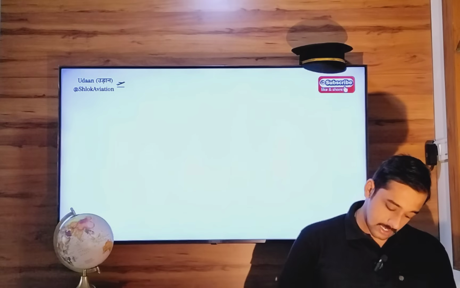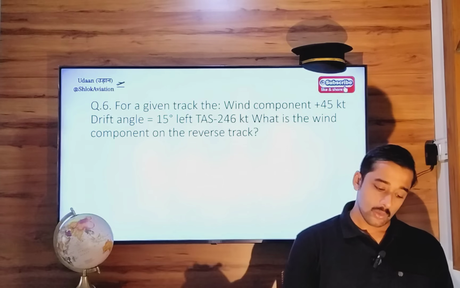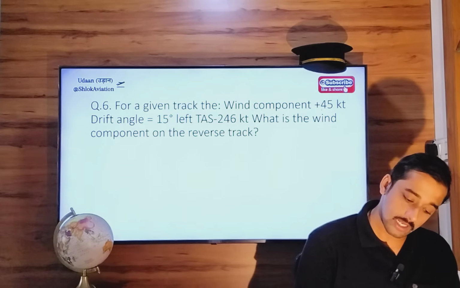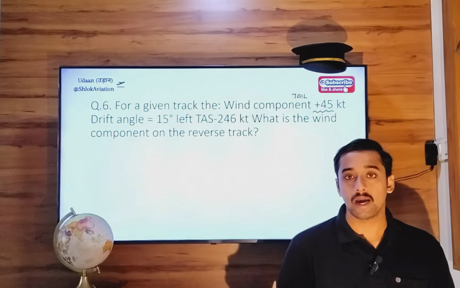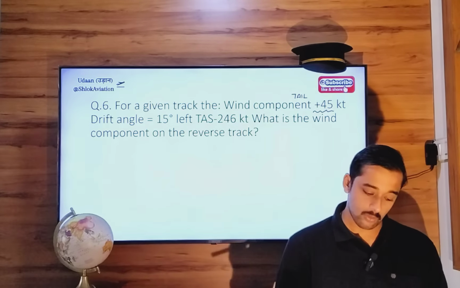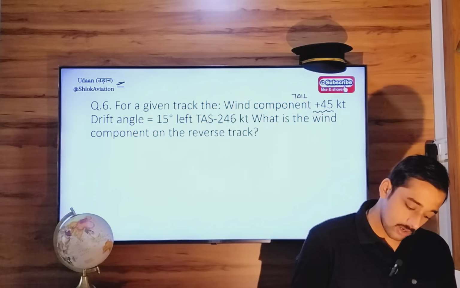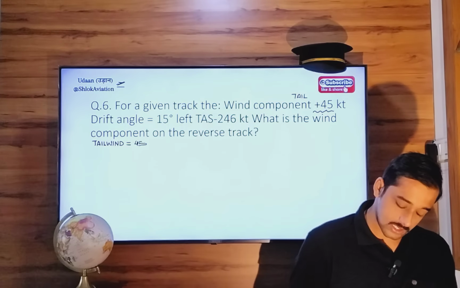Next, question number 6. There is a track given to you, any track. Wind component on that track you are experiencing is a tailwind of 45 knots. Plus 45 means a tailwind. Plus stands for tailwind, minus stands for headwind. Drift angle is 15° left. True airspeed is 246 knots. What is the wind component on the reverse track? Now this is a tailwind of 45 knots.